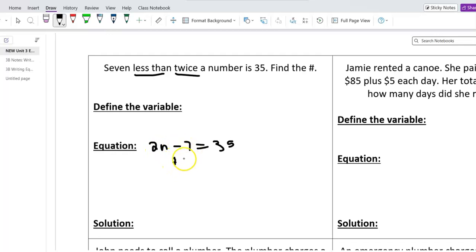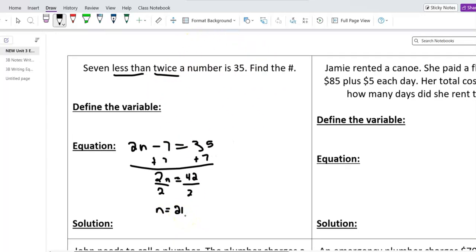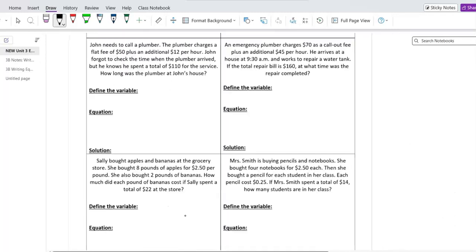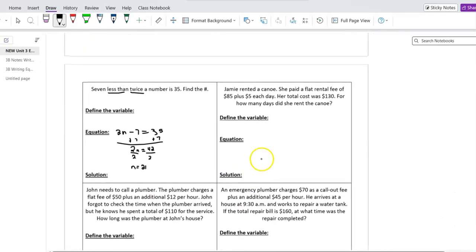We can go ahead and add 7 on both sides, which gives us 2n equals 42. And dividing by 2 on both sides is going to get us n equals 21 for our answer here. Again, there's not really any label to put on this problem, so you don't need to label the final answer here. On the rest of these problems, though, we will need to put labels on them.